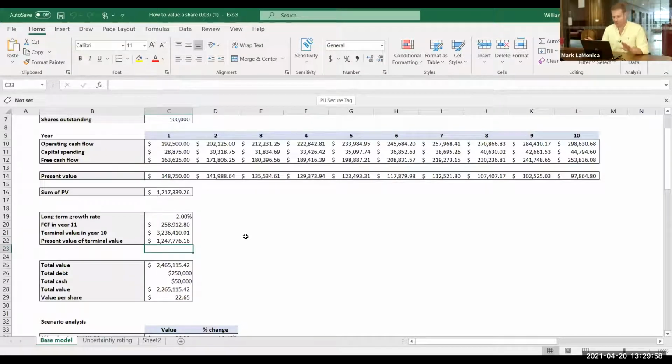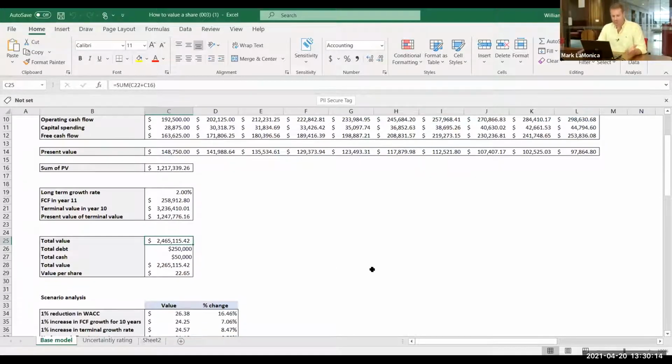All right, easy, right? We're almost done. I'm sorry, I know this is, even I bore myself with this. So what we've done is we've added up these two different values, the terminal value and the sum of the present value. So here we go, $2.4 million roughly. We're almost done. We're really, really close.